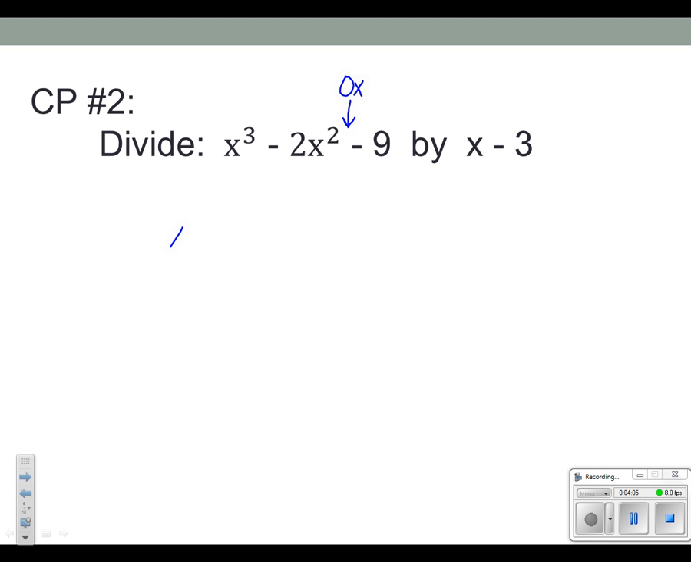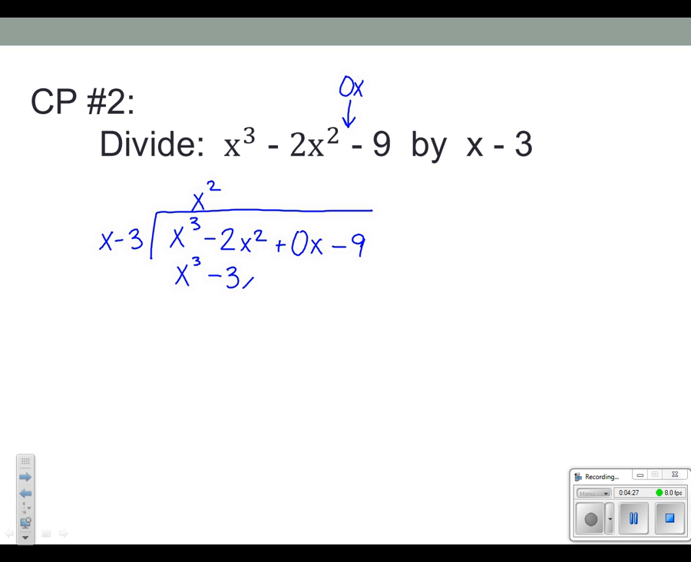Setting up our division: x cubed minus 2x squared plus 0x minus 9, divided by x minus 3. x into x cubed would be x squared times. x squared times x is x cubed. Negative 3 times x squared is negative 3x squared. Subtract. Negative 2 minus a negative 3 is x squared. x cubed minus x cubed is gone. Drop.